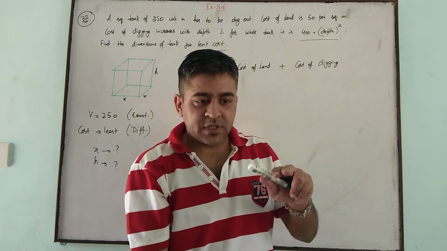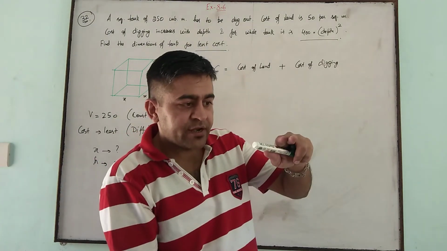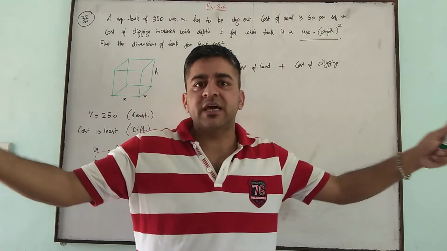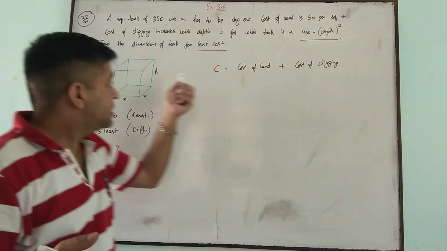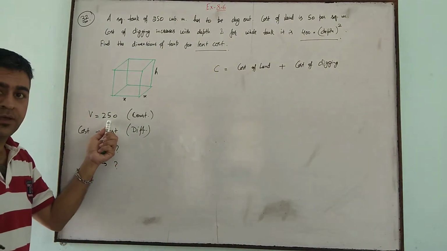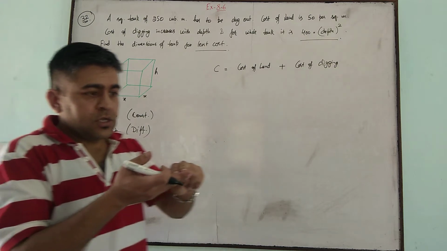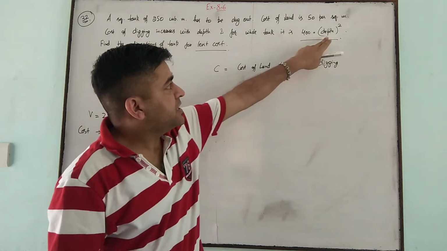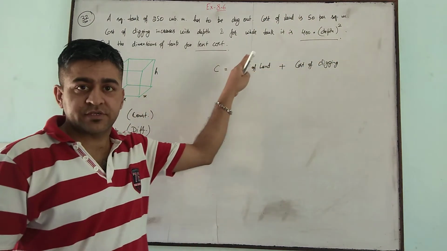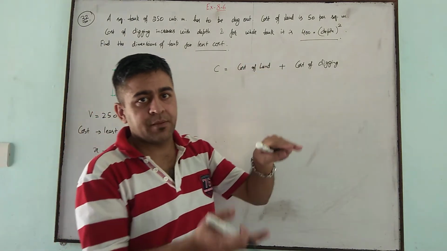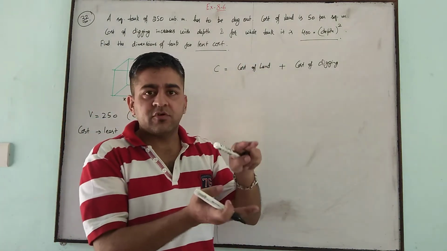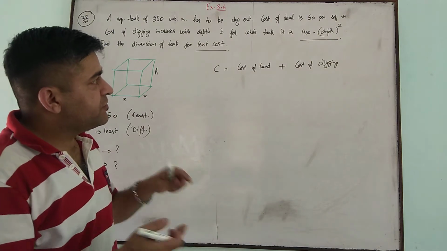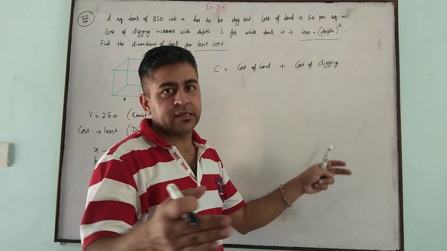If we are reducing the depth we have to increase the area to make the volume constant, as volume is 250, right? So we cannot use more depth, because depth increases means its cost increases, as cost of digging depends on depth. So we have to make a balance between the depth and the area, right?